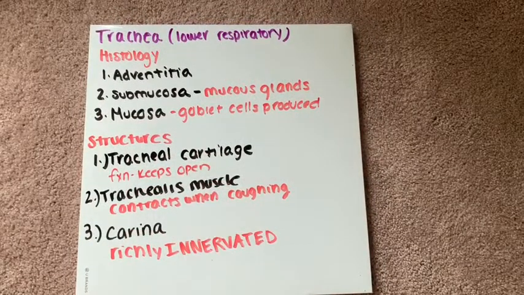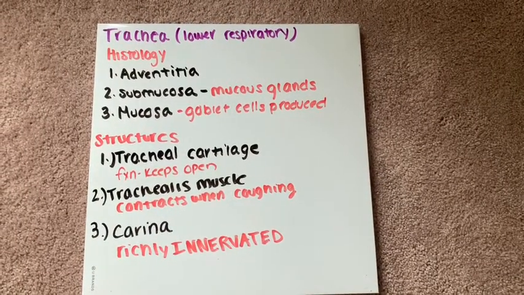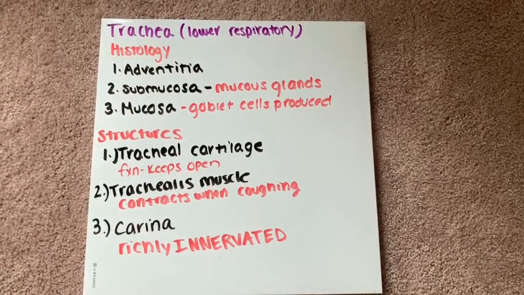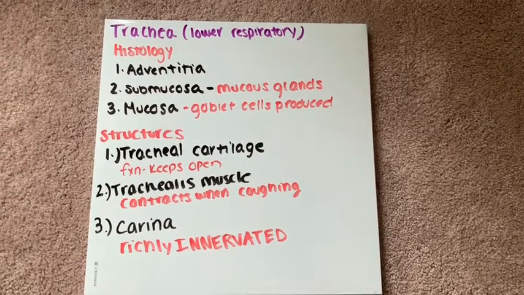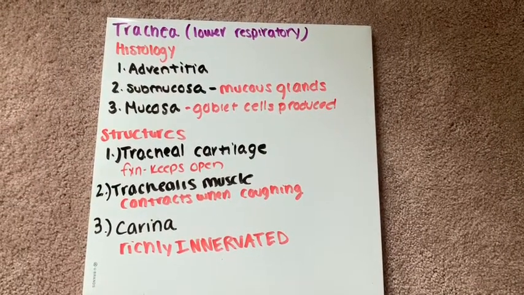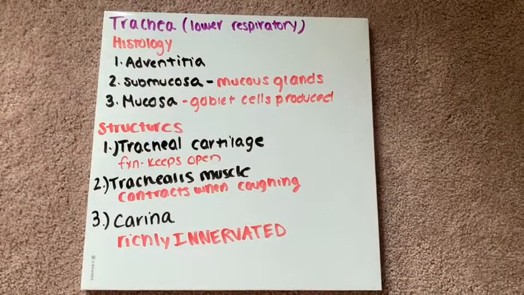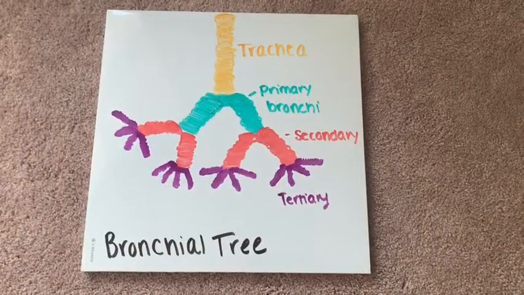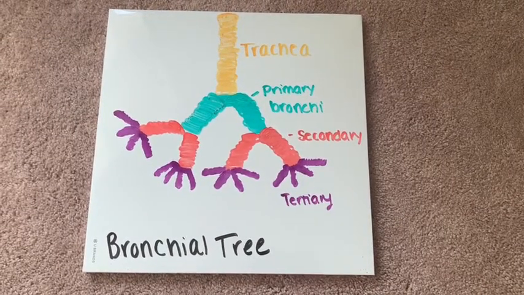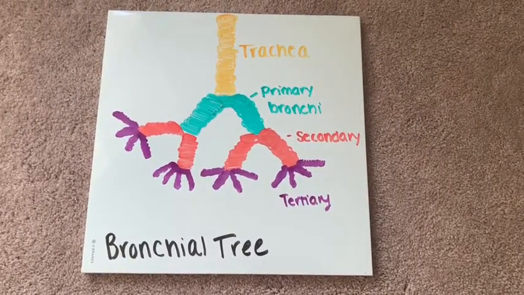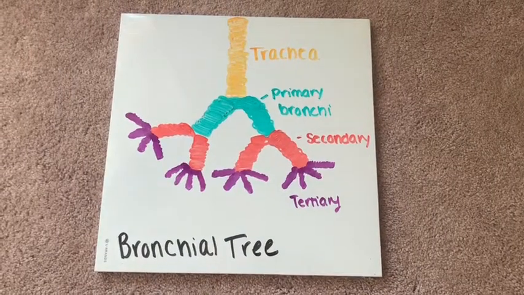Some important structures of the trachea include tracheal cartilage, which keeps the airway open, the trachealis muscle, which runs down the membrane portion. It contracts when you cough, and the carina, where the 2 bronchi split. This is richly innervated. Here I've drawn the bronchial tree. First starting at the trachea, then we branch into 2 primary bronchi, then to secondary, and then tertiary.